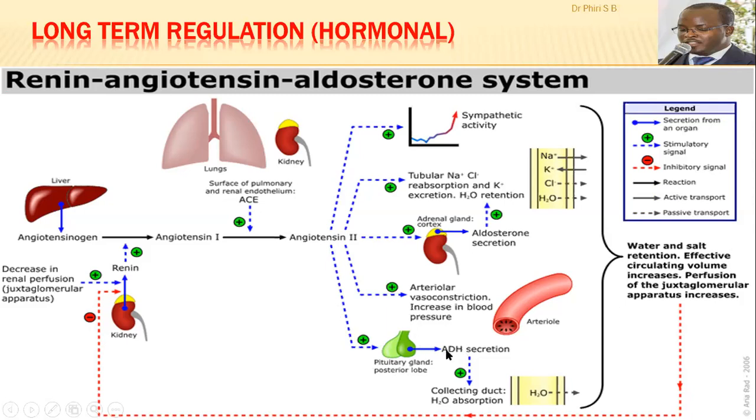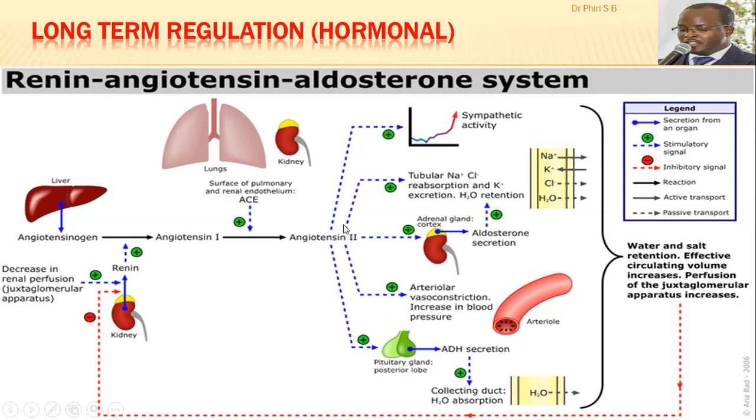ADH, antidiuretic hormone, that will go to the kidney nephron and facilitate the formation of aquaporins 2. And the aquaporins 2 are responsible for reabsorption of water molecules. So water will be reabsorbed into the body, the blood volume will increase, venous return will increase, cardiac output will increase, blood pressure is going to increase. So these are the effects of angiotensin 2.